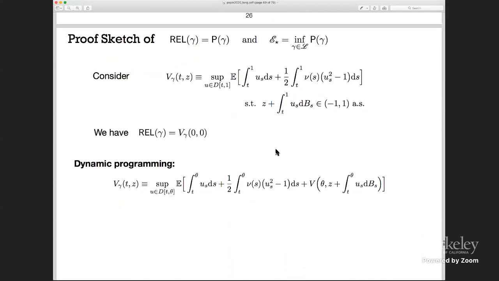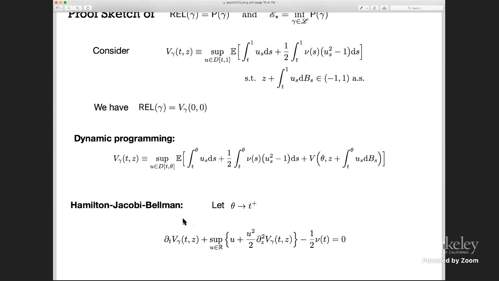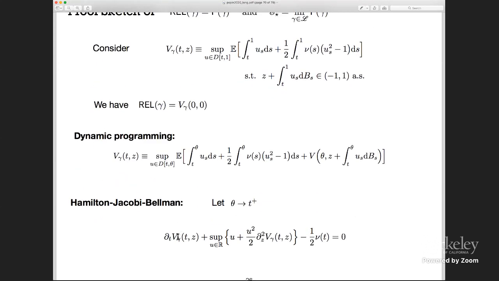So you can try to do dynamic programming. You open a book on stochastic control, and this is the first thing that one does in this situation. You can try to do dynamic programming and then try to write a PDE that is satisfied by this function V. Okay, so let me skip the details.